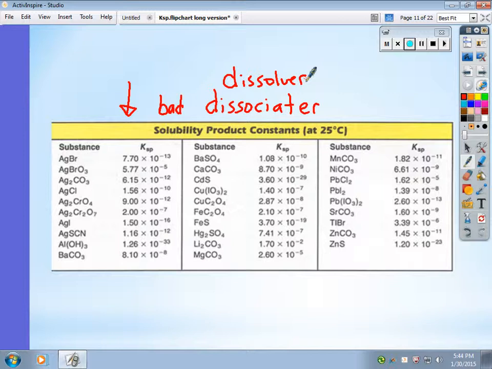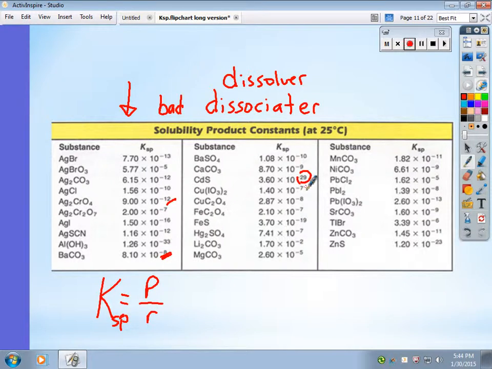So if you look at this, why are these poor dissociators? Why do they have a hard time dissolving or dissociating? Well, if you talk about Ksp, remember, it is products over reactants. And the smaller our K is, the smaller our equilibrium constant, that means I have way more reactants. 10 to the minus 8th right here, 10 to the minus 12th, 10 to the minus 29th.